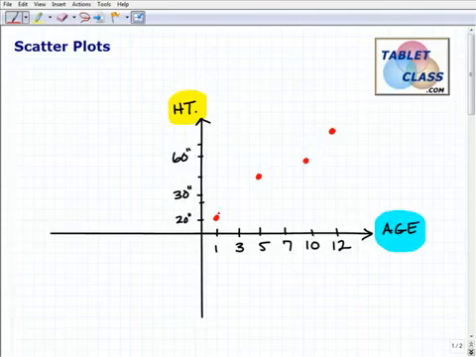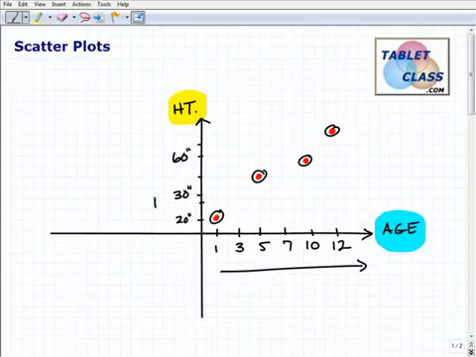But nevertheless, you can see what's going on here: as we plot these points, we can see a trend. The trend is that as we get older, we get taller. And that's the whole idea, to be able to take a bunch of numbers, plot them, and then see what's going on. So that's the whole idea behind a scatter plot.